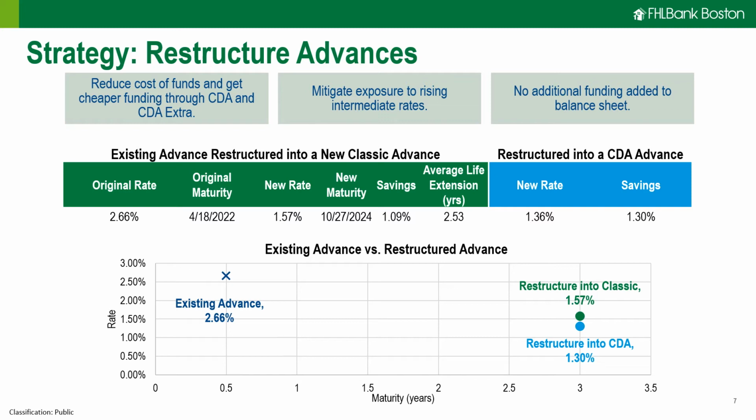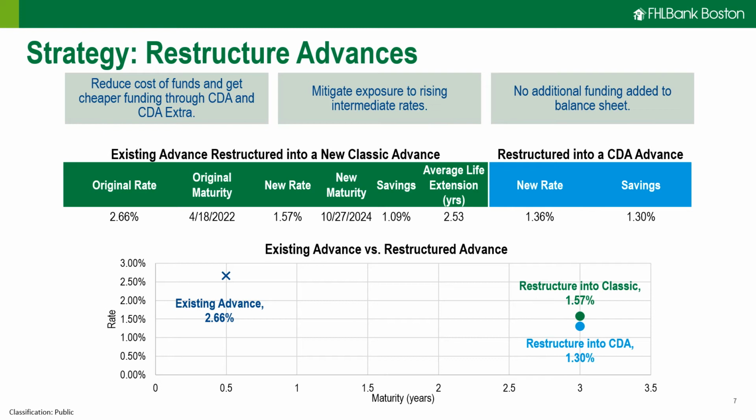What we're talking about today is utilizing this strategy of restructuring advances, but combining that with restructuring into a CDA product, whether that's CDA or CDA Extra, to increase the savings. With a restructuring strategy, typically you extend the maturity on the advance, you reduce the rate, and that mitigates your exposure to rising rates because you're extending that maturity and increasing the average life on your liabilities. Another great thing there is there's no additional funding needed.